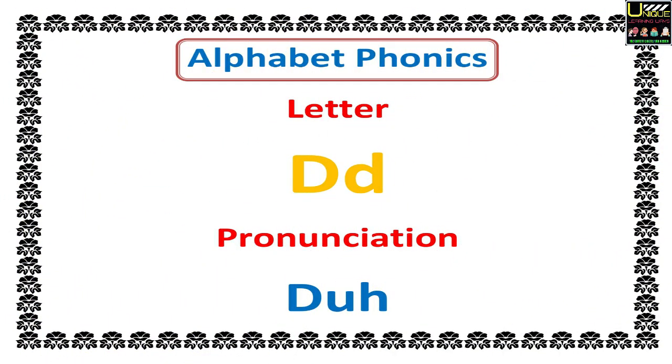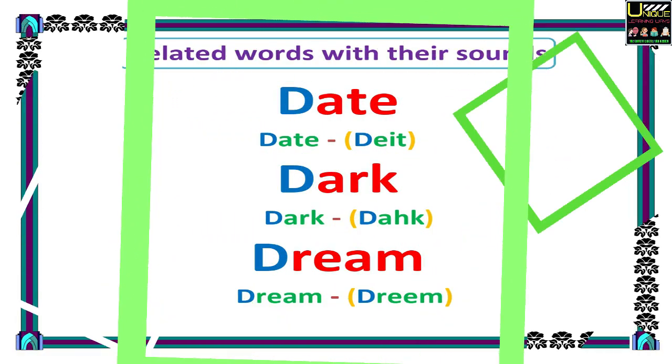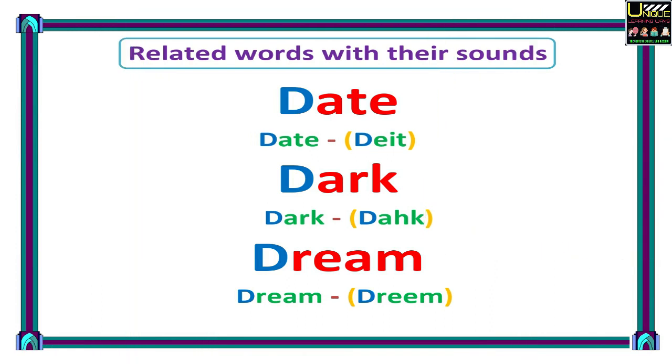Let's go to the next sound, that is D. D has only one sound, that is D. Related words with their sound. Here you can see three words with their pronunciation: date, dark, dream.